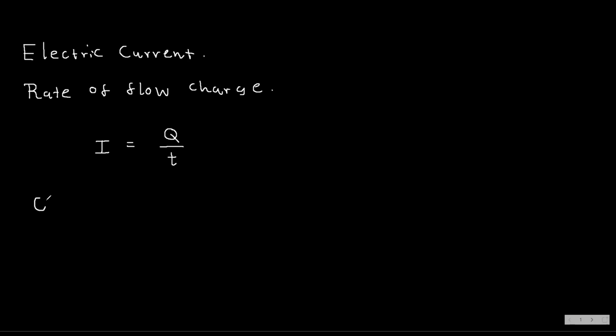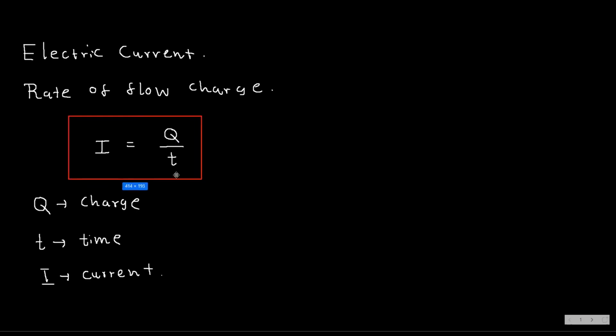Q is charge, T is time, and I is current. You have to remember this equation for your further studies, at the next level. You have to learn about electronics also. So for that too, you have to remember this expression, I equals Q over T.